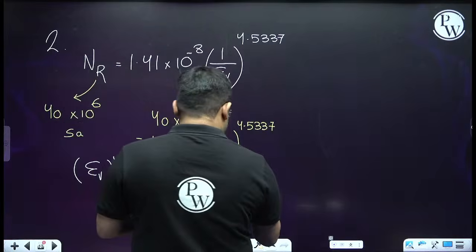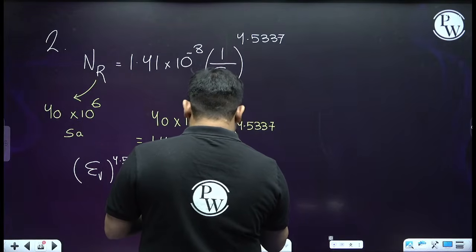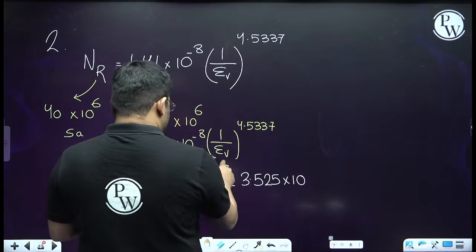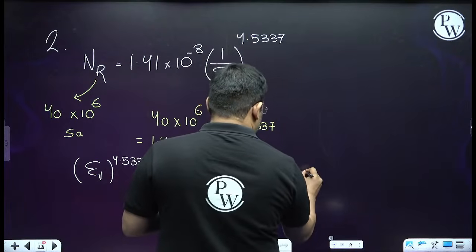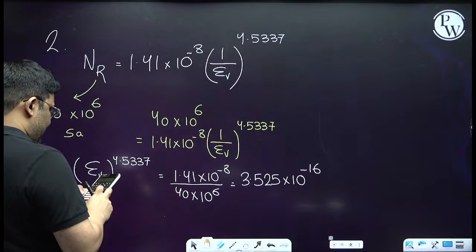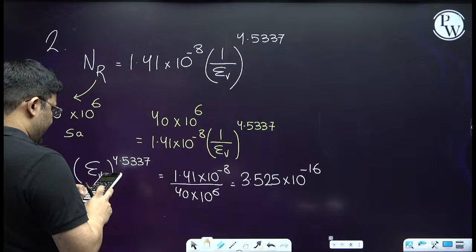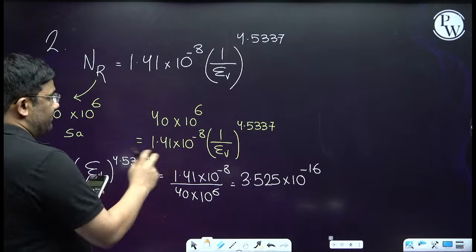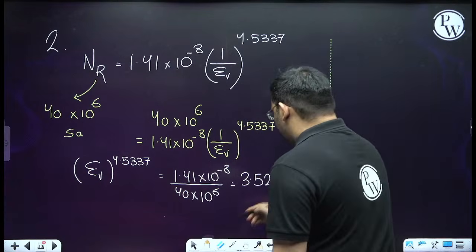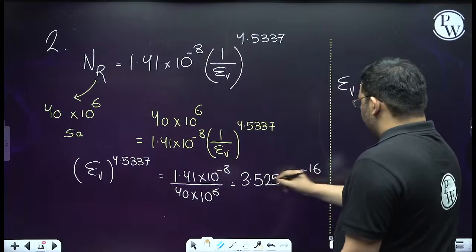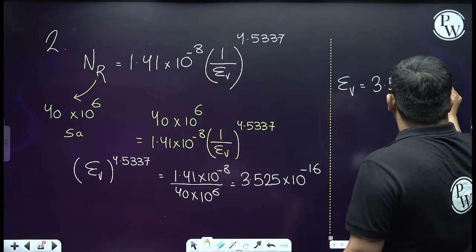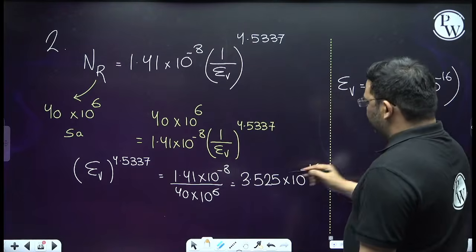So this will become 3.525 into 10 to the power minus 8 minus 8, that is 10 to the power minus 16. Okay, this rearranges 1.41 into 10 to the power minus 8 divided by 40, further divided by 10 to the power 6. I am getting this value. Okay. So now I can find out this vertical strain, right? So this vertical strain to the power 4.5337 will be equal to this value, 3.525 into 10 to the power minus 16.